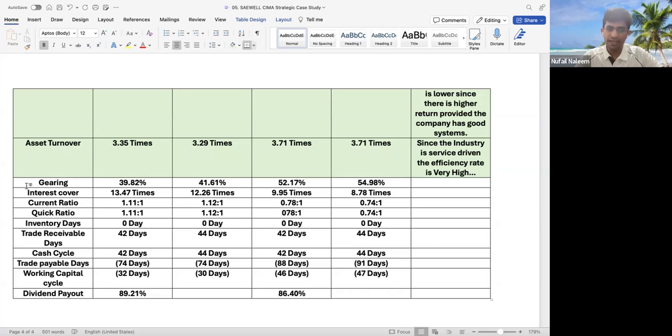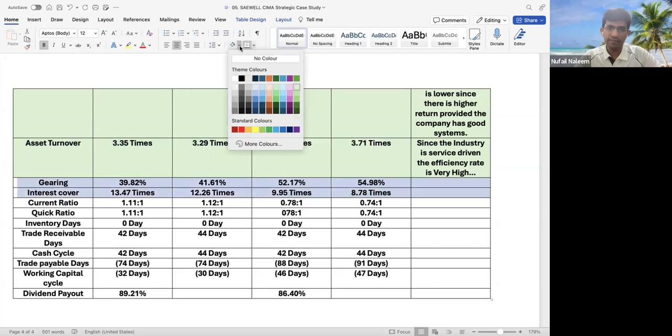Now, students, gearing ratio. Now, let's come to the gearing ratio. It's not so complicated, students. Now, these are the leverage ratios. So I can say the financial structure ratios.